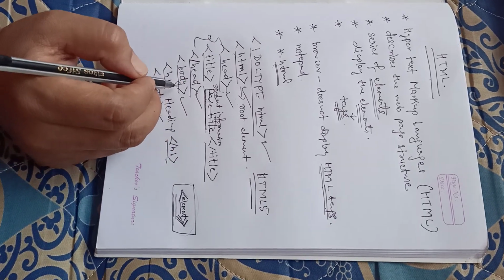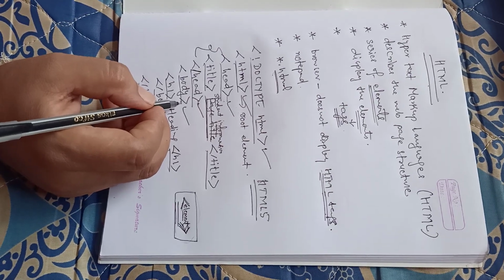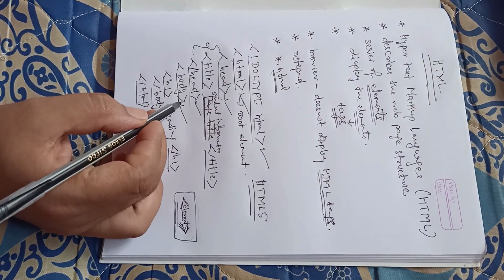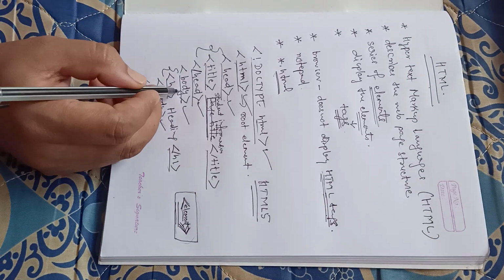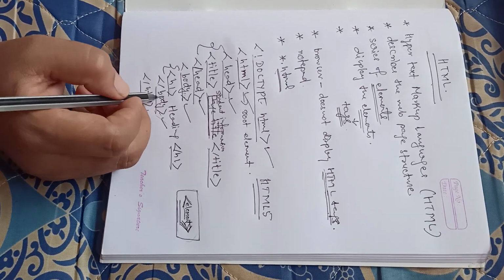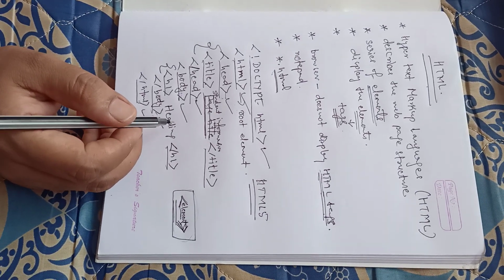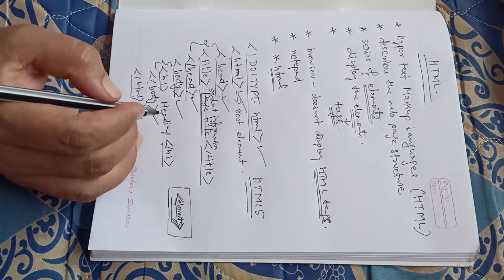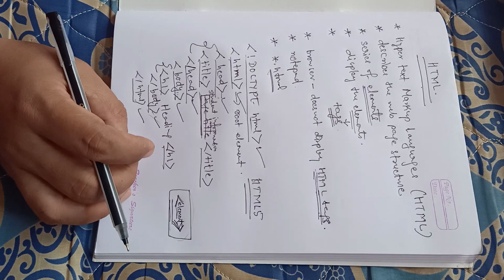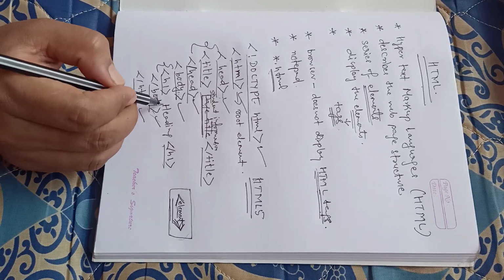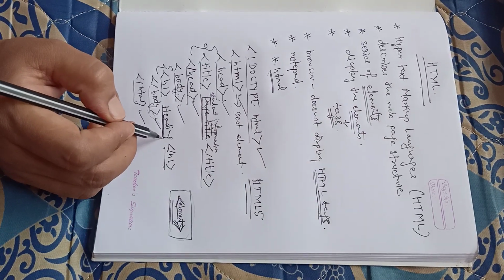Next is body. The body element contains the visible content. You can see the body tag is starting here and ending here. Whatever I write between the start and end of the body tag will be visible in my web page. So in this document, the thing that will be visible on the web page is this word. Only this word you can see in your web page.